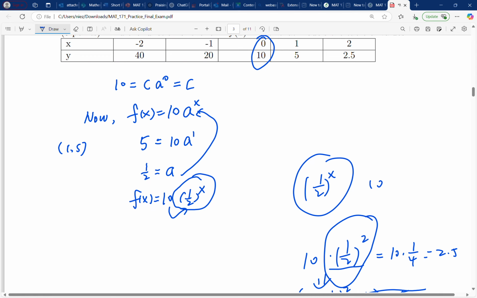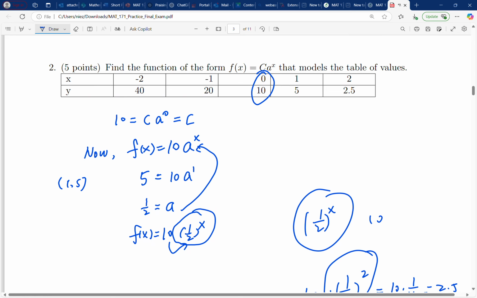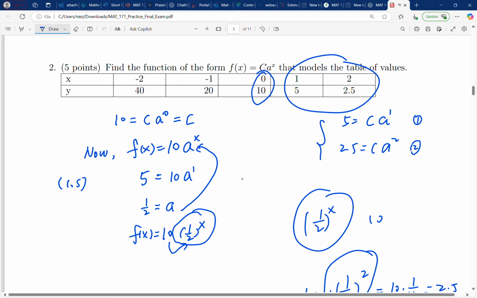Again, you don't have to choose this point. You can use any 2 points, right? For example, if you use 2 points, you just plug in x equal to 1 and the function value equal to 5, and x equal to 2. You will get 5 equal to c times a to the first. This one you will get 2.5 equals c times a squared. This is what? A system of equations, right? You can just use equation 2 divided by equation 1. You will get a is 1/2.